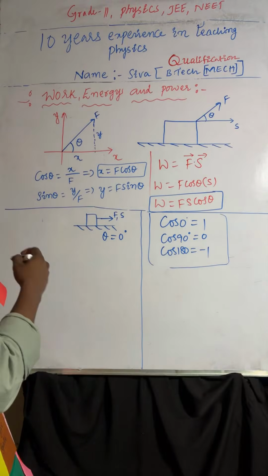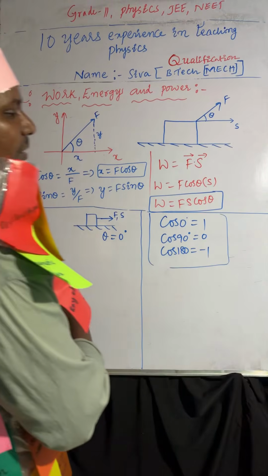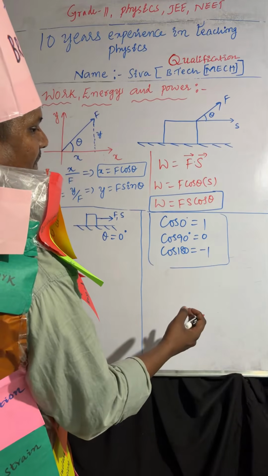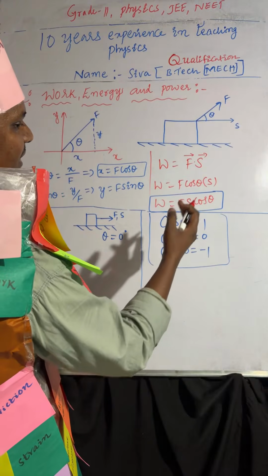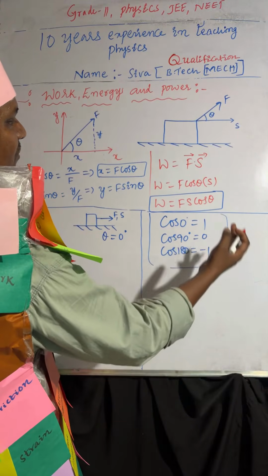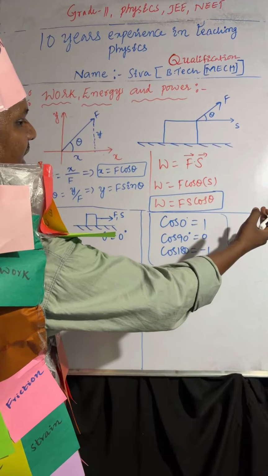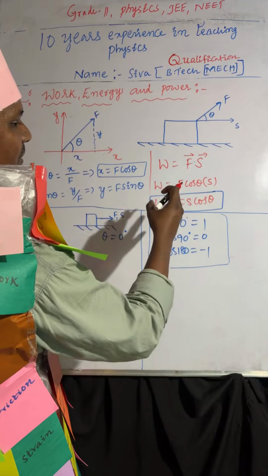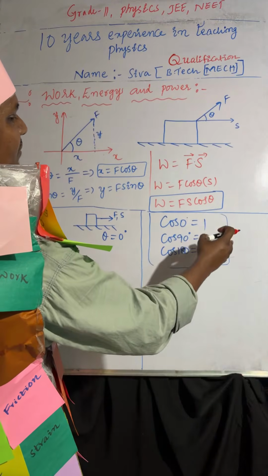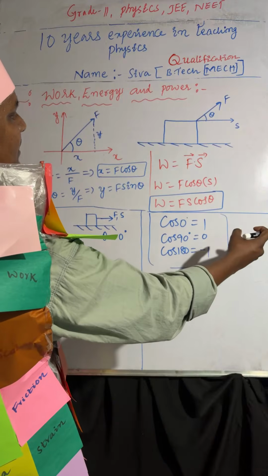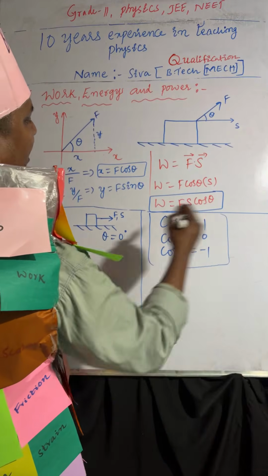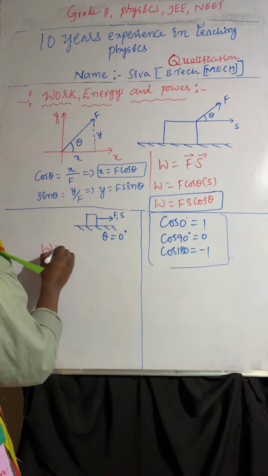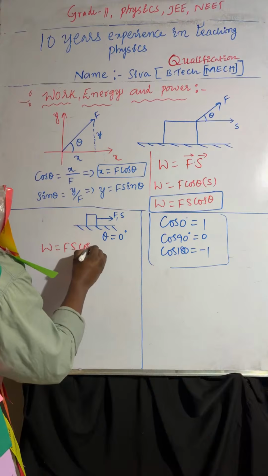We will use them here. You can observe in the trigonometric table: sin theta, cos theta, tan theta. Sin 0 is 0, sin 30 is 1 by 2, sin 45 is 1 by root 2, sin 60 is root 3 by 2, sin 90 is 1. The reverse for cos: cos 0 is 1, cos 30 is root 3 by 2, cos 45 is 1 by root 2, cos 60 is 1 by 2, cos 90 is 0. Likewise here, W equals Fs cos theta.